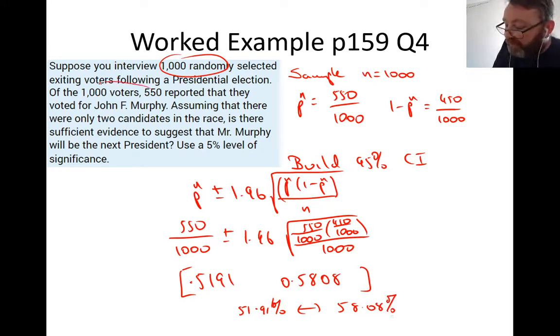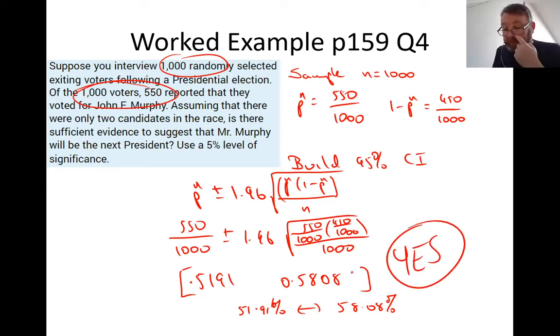Now, what statistic am I testing? I'm testing this statistic, 550 out of 1,000. In other words, I'm testing p hat. Does p hat fall within those values, or does p hat fall outside those values? Well, p hat is 55%, so therefore p hat fits nicely inside that range. So we retain the null hypothesis. Is there enough evidence to suggest that Mr. Murphy will be the next president? A big yes. There is enough evidence.